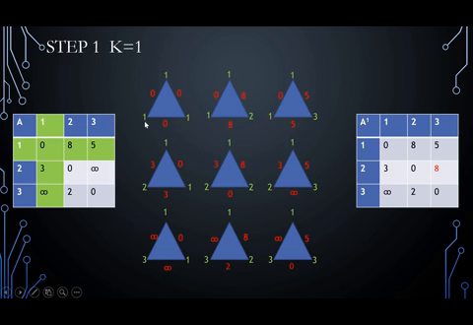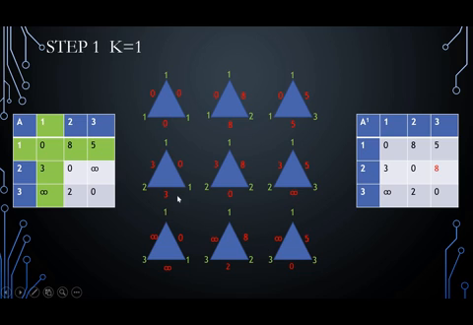Left represents i. For every row it will be the same. First row i is 1, 1, 1. For the second row 2, 2, 2. For the third row 3, 3 and 3. Then this is the j value. This changes in every column. So for the first column 1, 1, 1. For the second column 2, 2, 2. For the third column 3, 3 and 3.